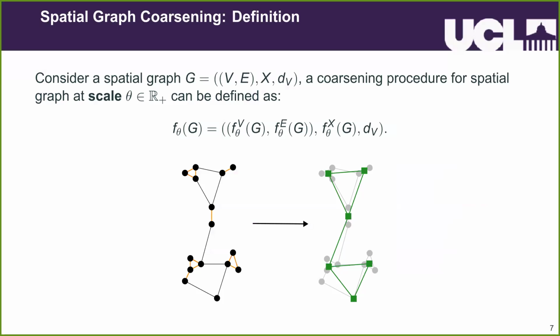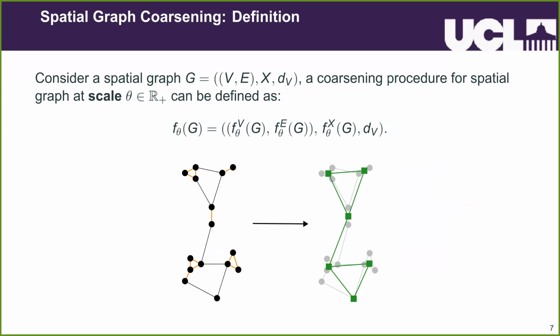So what do we want to do? We want to do dimensionality reduction that in this case is actually a coarsening procedure. So we want to take this graph, for example, the one here, and return a graph that has a lower number of nodes, and consequently a lower number of edges. So how can we define a coarsening procedure?